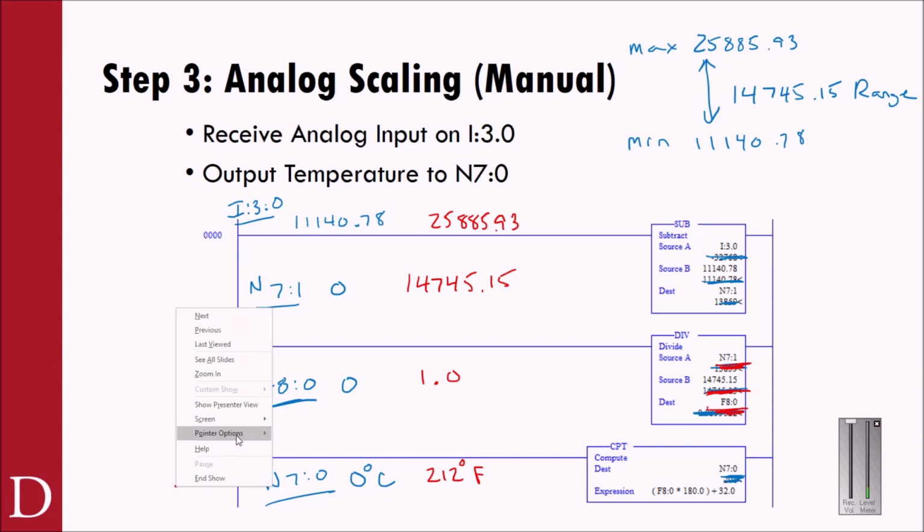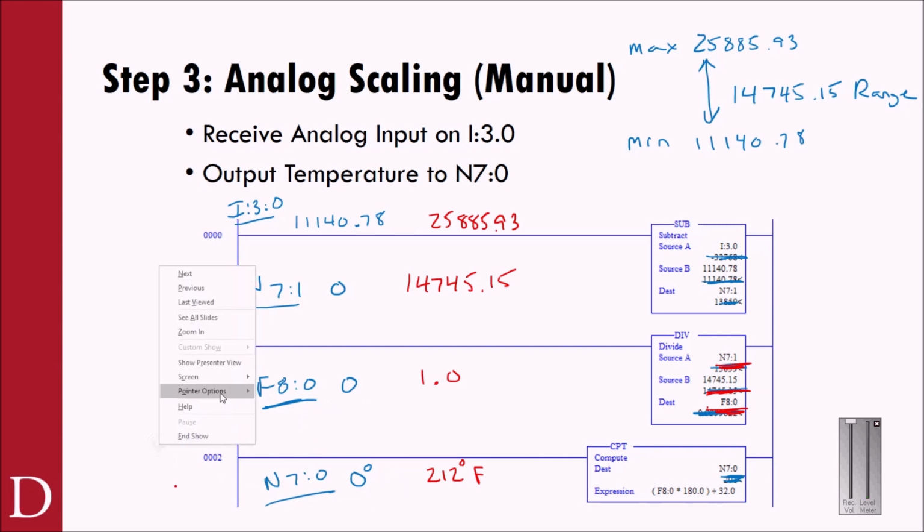Let's try pointer option. I'm going to try my eraser here. There we go. And pointer, color. Just trying to figure out my fancy tools. So that should be Fahrenheit. Still didn't pick the right color, but that's fine.